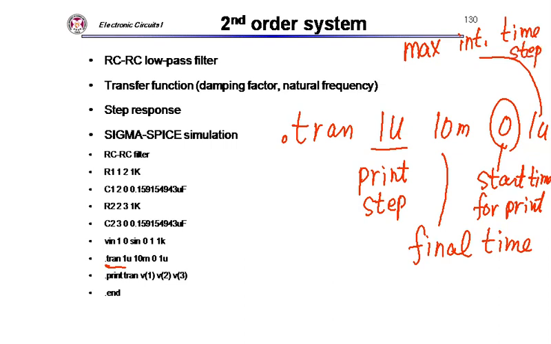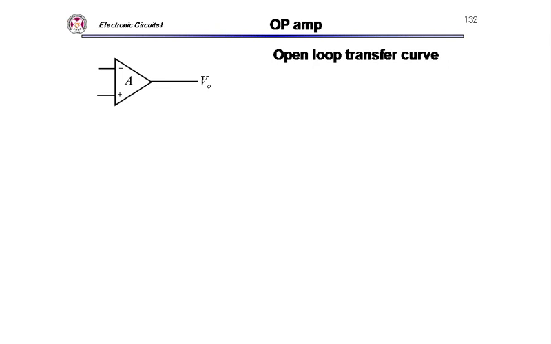SPICE uses some sort of modified nodal analysis, and it adjusts its time step by itself automatically by calculating the change of some state variable, inductor current or capacitor voltage. If I make the tolerance very tight, the accuracy improves. Okay, any questions until now?